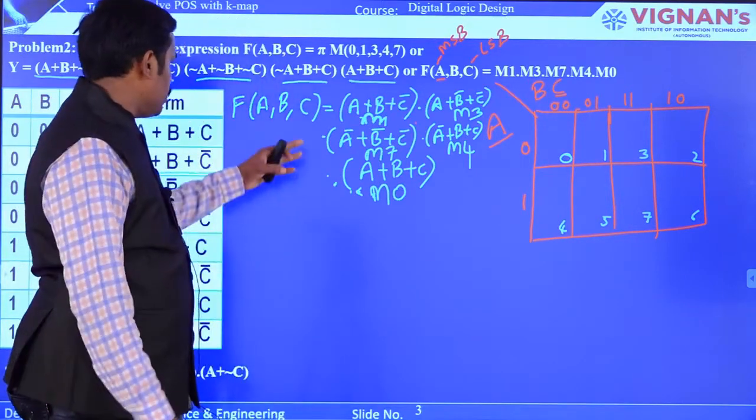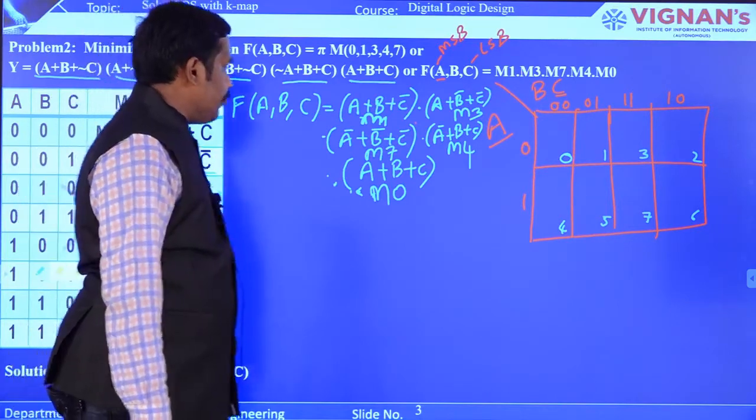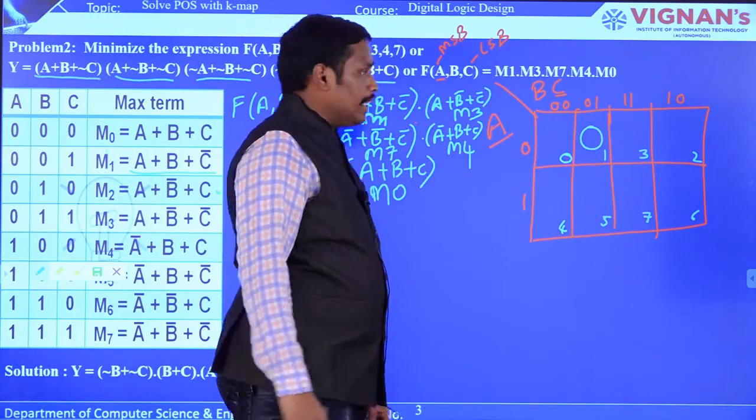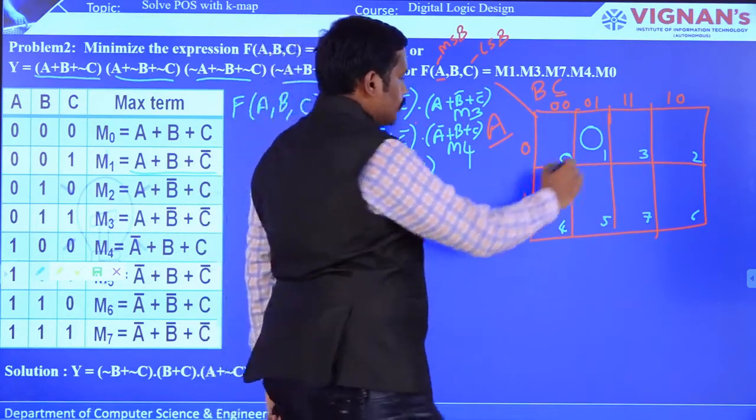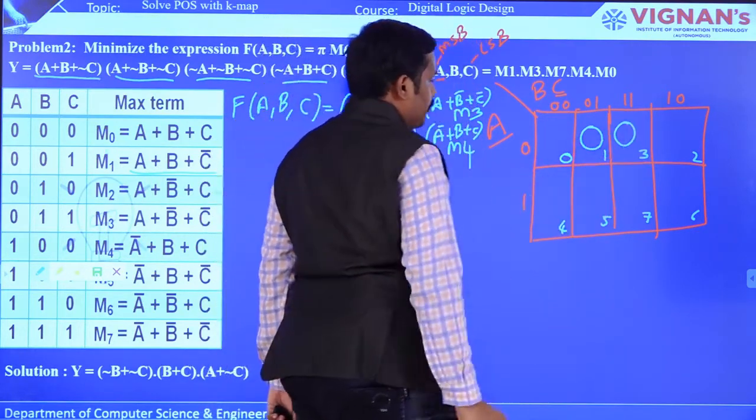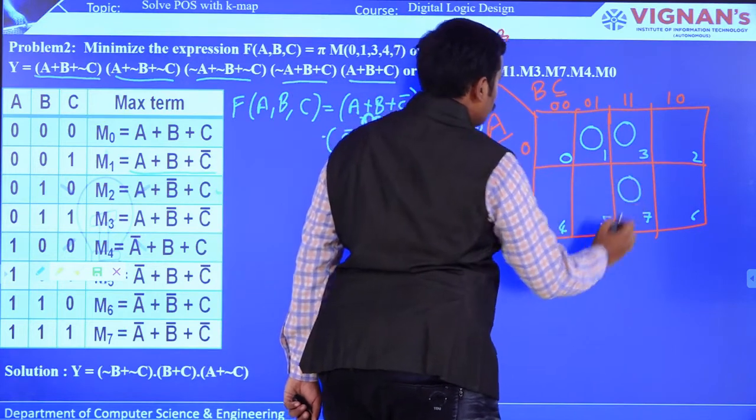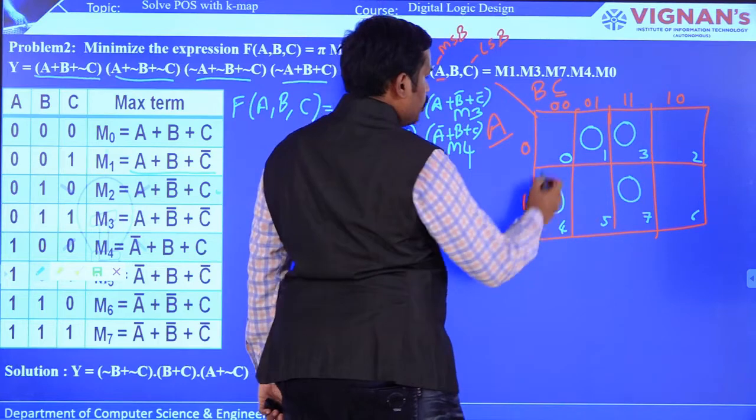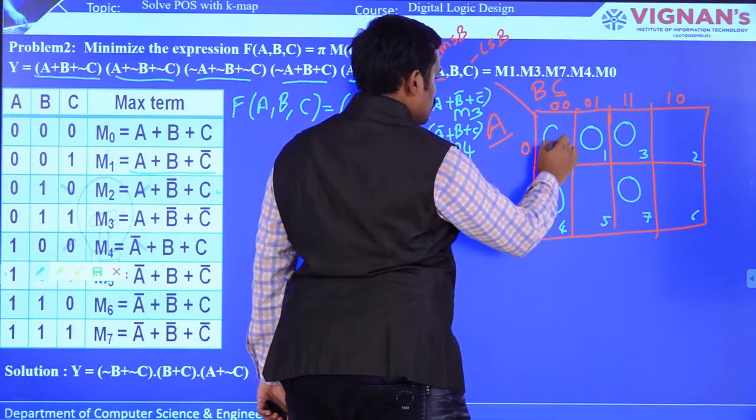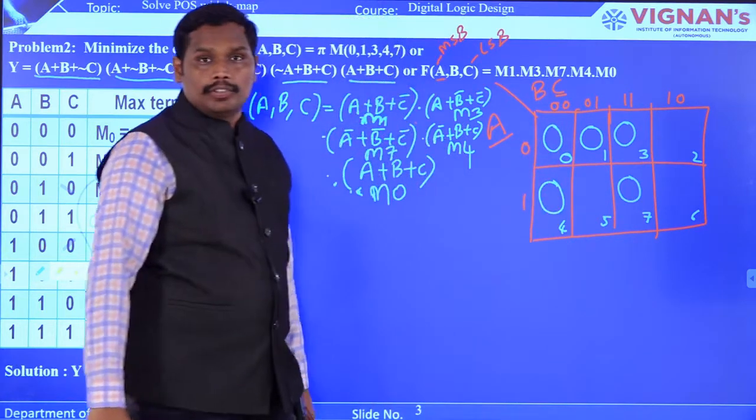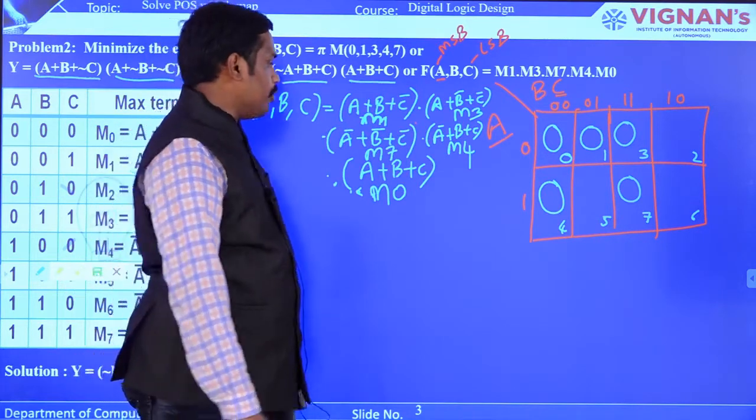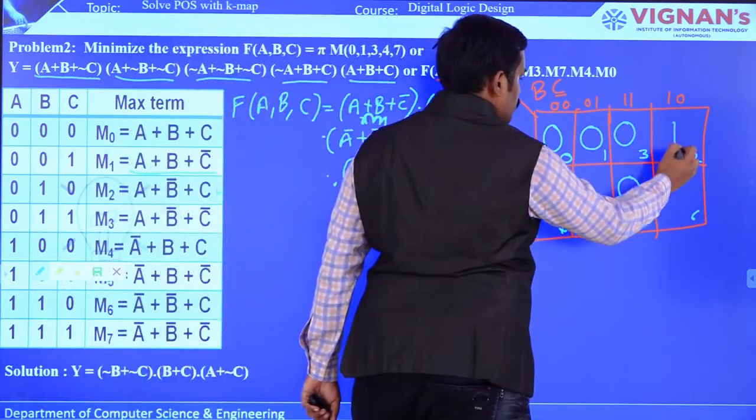Fine. So now the first step is we have to fill the Karnaugh map with zeros. Okay. So the positions are already known to you. That is M1. So we are placing 0 here, right? And then M3, 0, M7, 0, M4, 0, M0, 0, right? So since it is a POS form, we have placed zeros, and the rest of the cells we have to fill with 1.